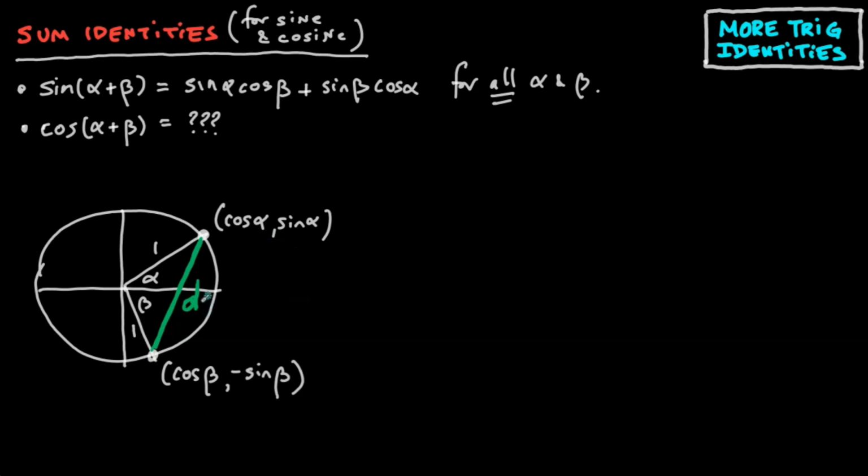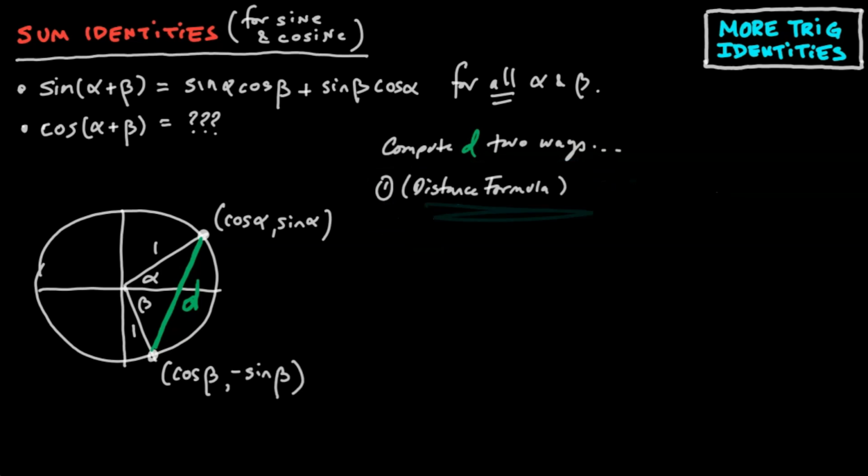But there's another way we can get an expression for d. d is one side of this triangle right here. And to that triangle, I can apply the law of cosines. The law of cosines relates the 3 sides of a triangle and the angle of our choice. That's going to sneak cosine of alpha plus beta into the picture. Clever, clever, clever. So we're going to compute d 2 ways.